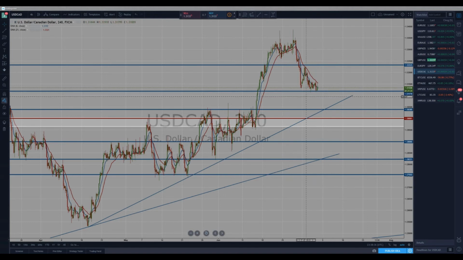I'm not 100% convinced it's going to reach all the way back down here. I see it much more likely to reach the 1303 support and resistance level. We can see the previous market structure showing us that acting as resistance over here before it finally broke through. But yeah, so that's what I see with UCAD.